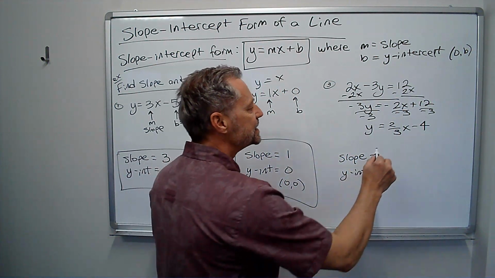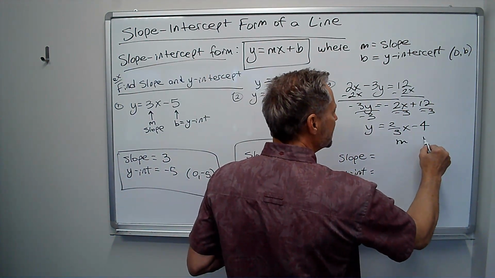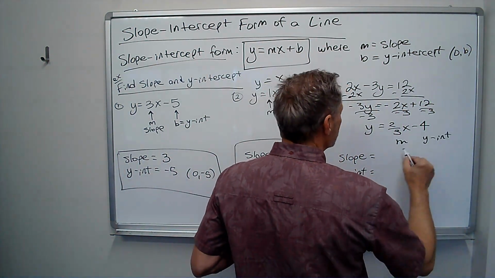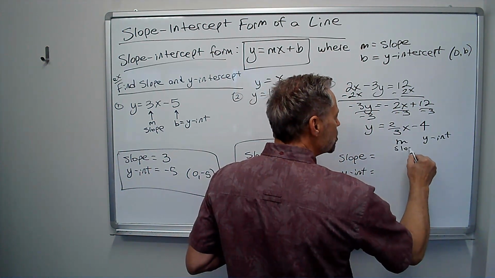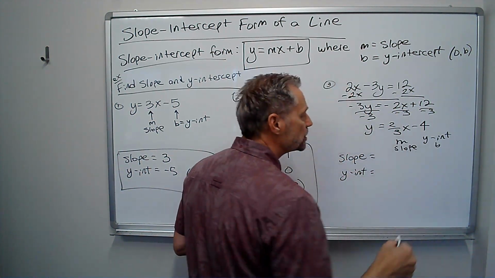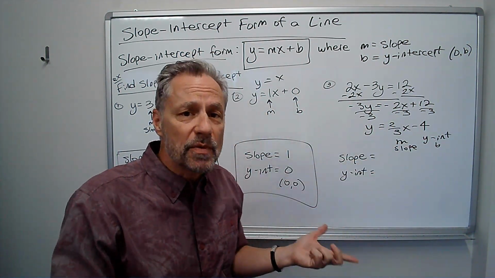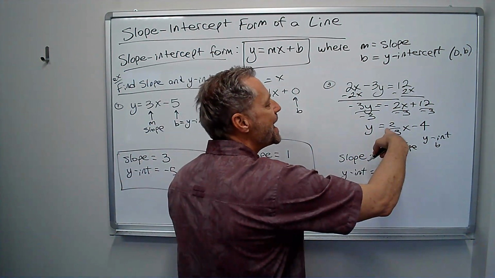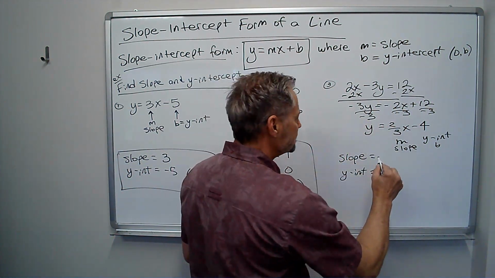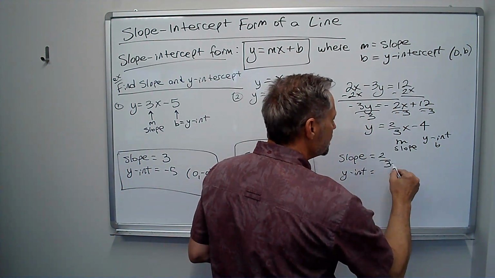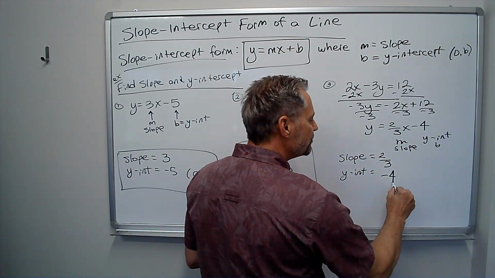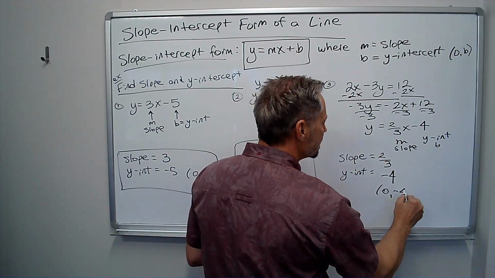And again, here's my slope, here's my y-intercept. So you can call it m, which is the slope, and b, which is the y-intercept, whichever way you want to write it. But m is the coefficient of x, in this case 2/3, and b is the negative 4, or again as a point (0, negative 4).